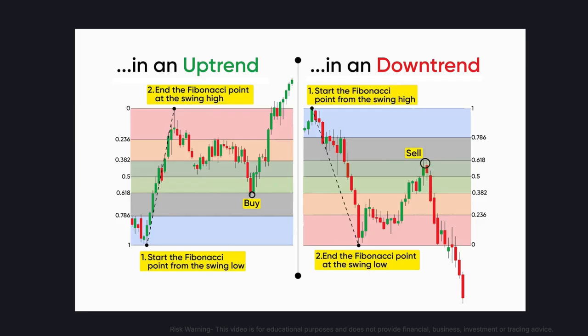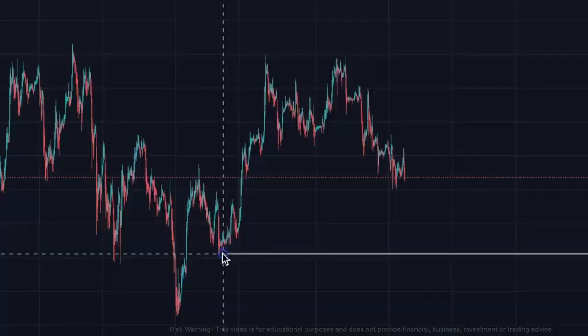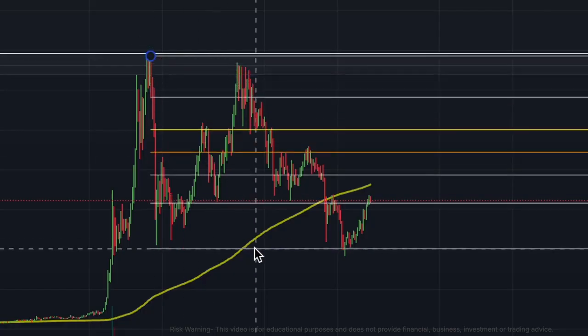This is important as you need to have the 236, 382 and 618 levels in the correct order and position, as depending on whether or not you're trading a recovery following a downtrend or trading a sell-off following an uptrend, the position and order of the levels will be different for each scenario. Therefore, how you use the tool will be different as well. So the rule is bottom to top for downside retracements and top to bottom for upside retracements.